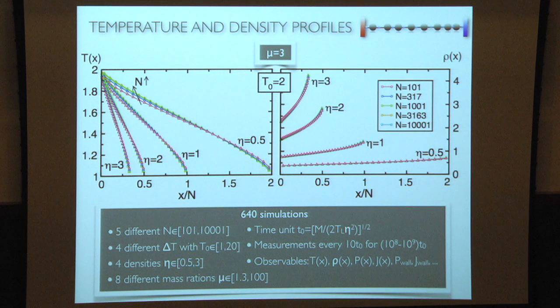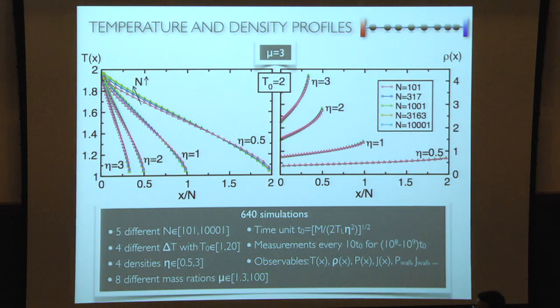We measure them for a very large number of system parameters. We run simulations for 5 different system sizes, from very small, 100 particles, to relatively large, 10,000 particles. We run simulations for 4 different temperature gradients. We fix the right temperature to 1, and we change the left temperature from 2 to 20, so we go from small temperature gradients to pretty high temperature gradients. We study also 4 different densities, from 0.5 up to 3, and 8 different mass ratios.